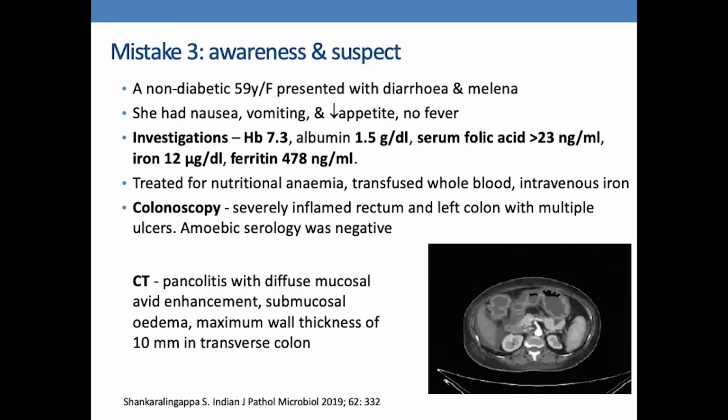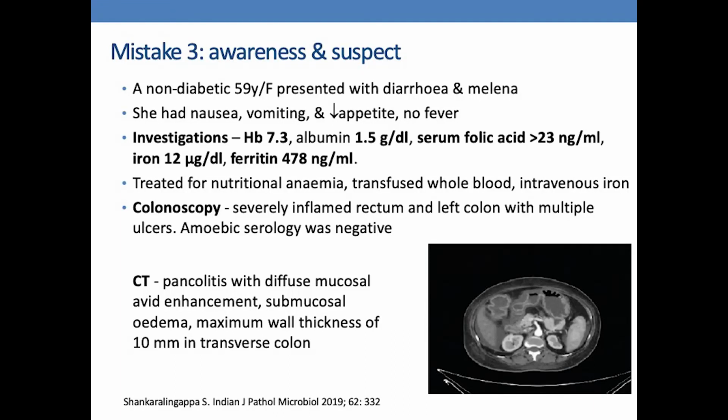I'm giving you a case again: a non-diabetic 59-year-old female presented with diarrhea and melena. She had nausea, vomiting, decreased appetite, no fever. Investigations showed low hemoglobin, low albumin, and serum folic acid more than 23 nanogram. She had more or less an iron deficiency, ferritin had gone high. So nutritional anemia was considered and treated, transfused with whole blood and intravenous iron. The patient had the problem of melena, so colonoscopy was done.